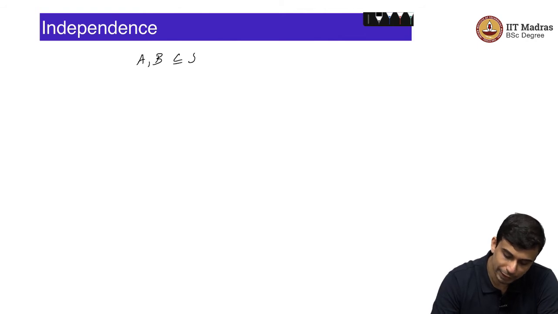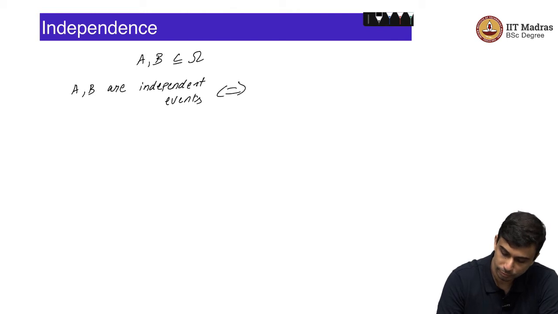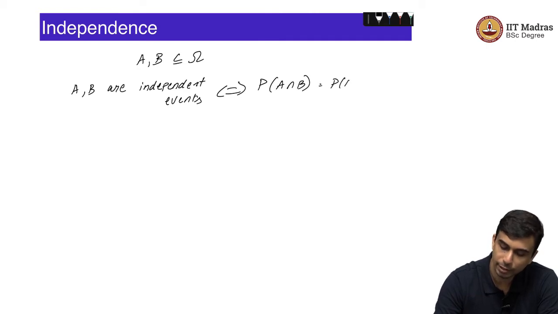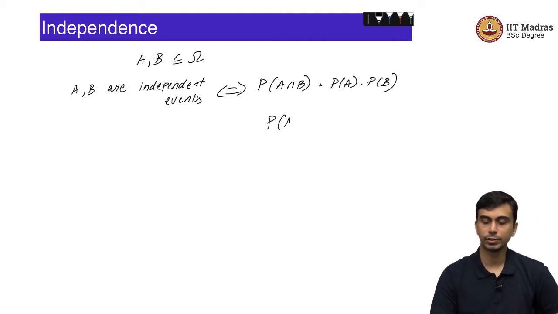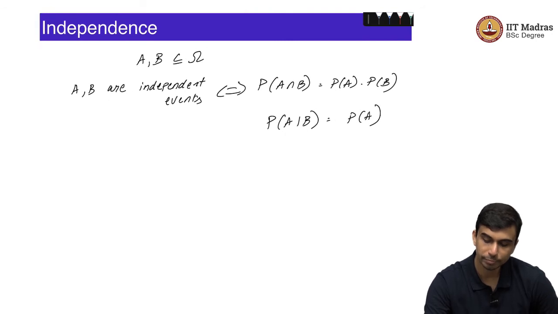You can have two events A and B. Let's say A and B are subsets of the sample space omega. A and B are called independent events. The definition for this is that probability of A intersection B is equal to probability of A into probability of B. Or in other words, probability of A given B is equal to probability of A.